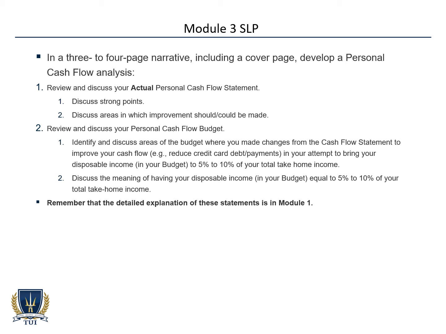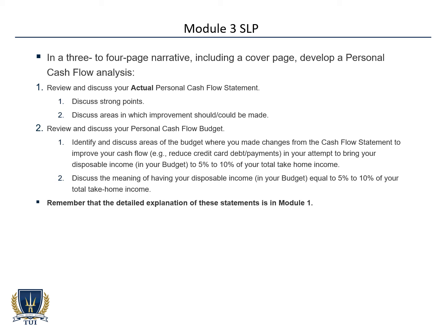So yeah, this is the budget. The cash flow is what you actually did during the month. The budget is what you'd like to do, how you'd like to improve things. So reduce credit card debt payments. And like I said, you could reduce the payments by restructuring the debt or by paying it off.